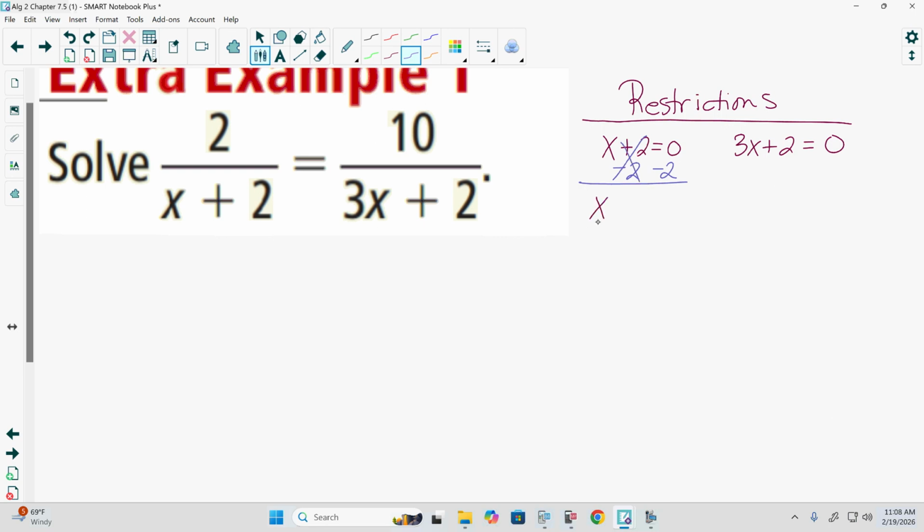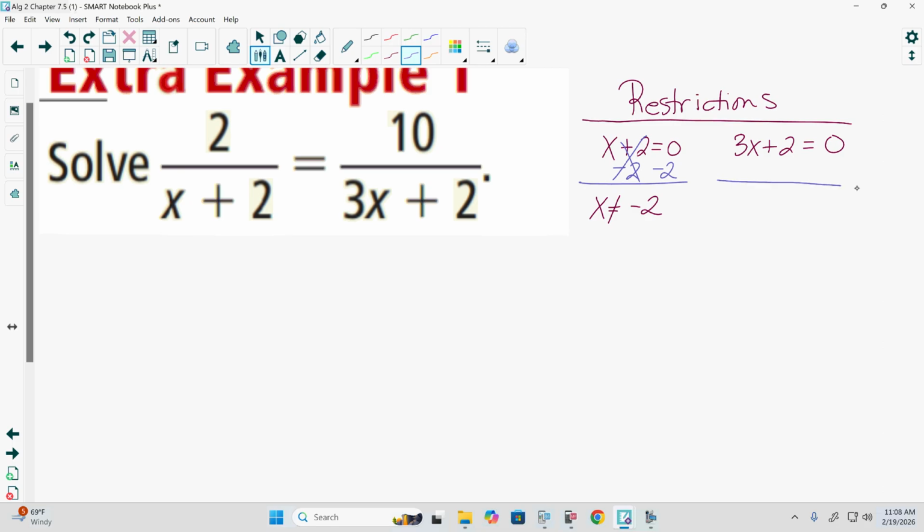2 minus 2 is 0, leaving us with x, telling us that if x is equal to -2, we get a division of 0. Does not work. Also tells us that if we get a solution x equals -2 for this problem, it is not a solution. We have to throw it out.